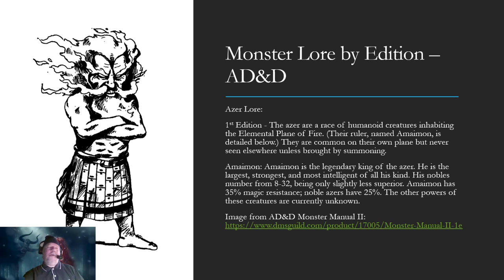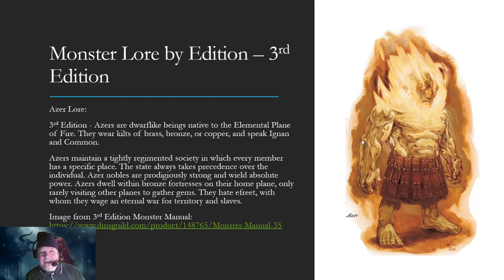Now, that whole magic resistance thing, the other older editions of the game had different things like that. So that means that if you cast a spell, the Azer gets to roll a percentile die, and if it's 35% or lower, the spell just doesn't even affect him. It doesn't even have to make a saving throw. No effect at all. So it just completely resists any effect of the spell.